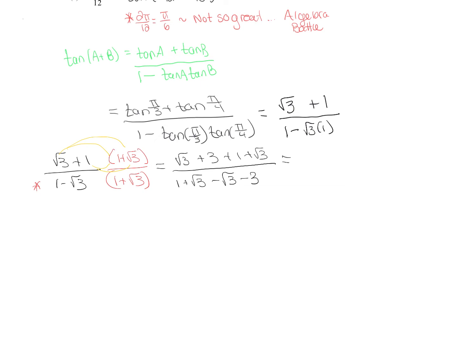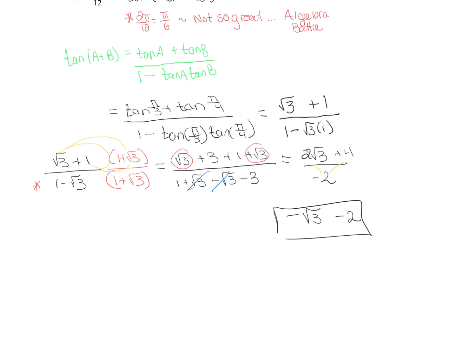This cleans up into, on top I have 2 root 3's, plus 4. On the bottom, these two cancel off. And you're left with 1 minus 3, which is negative 2. And then you can divide both the top pieces by that negative 2. So we get negative root 3 minus 2. And that is your final answer.